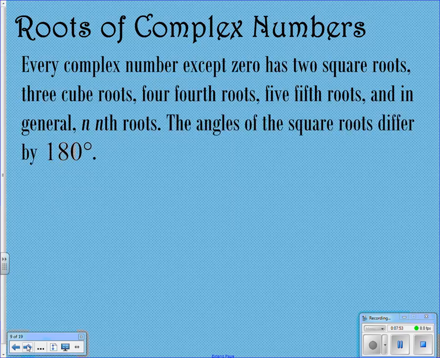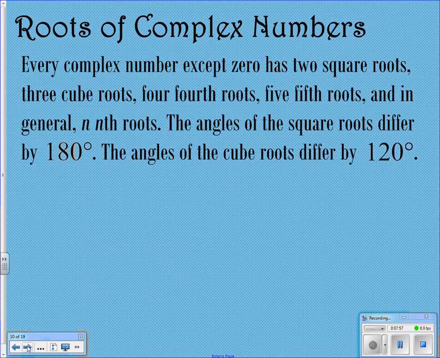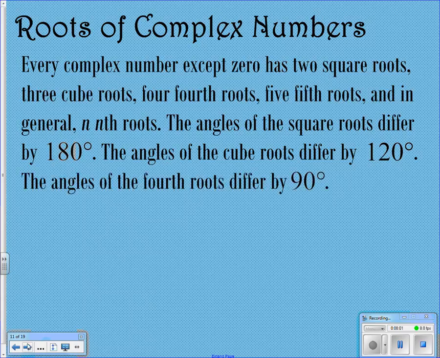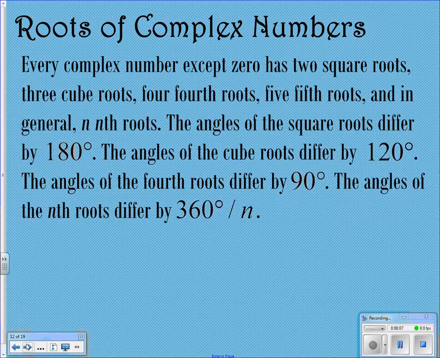The angles of the square roots differ by 180 degrees. The angles of the cube roots differ by 120 degrees. The angles of the fourth roots differ by 90 degrees. And the angles of the nth roots differ by 360 divided by n. So you're just going to take 360 and divide it by however many roots you're looking for.